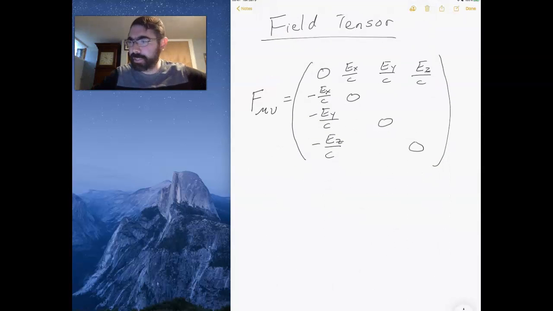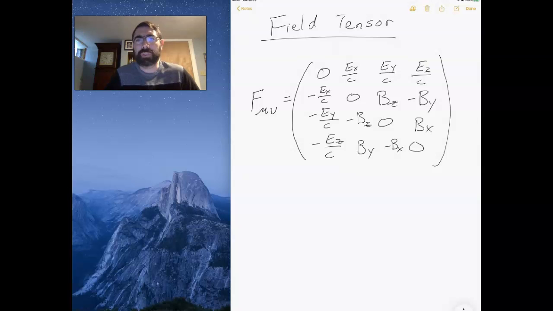And what we would get is, if we compare with our example, Bz, minus By, and then Bx here. And then over here, you would get minus Bz, positive By, and minus Bx. Okay, so that fills out the matrix right here. And that matches with the example that we did before.